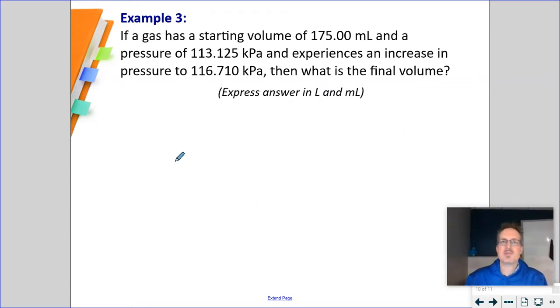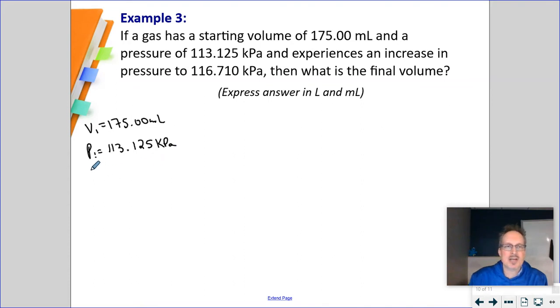Again, you should be pausing, trying this question for yourself. So the question says, if a gas has a starting volume, so V1 of 175.00 milliliters, and a starting pressure of 113.125 kilopascals, and experiences an increase in pressure to, so P2 is going to go to 116.710 kilopascals. What is the final volume?